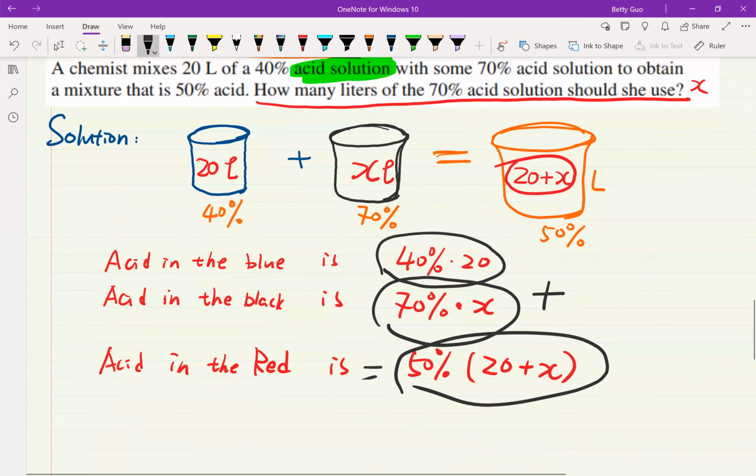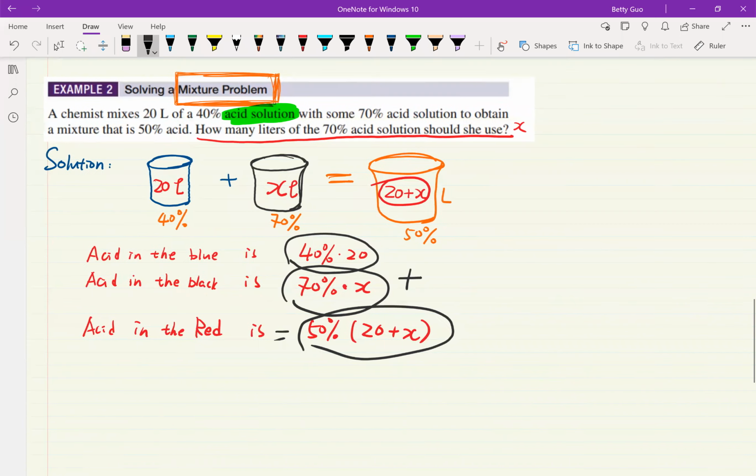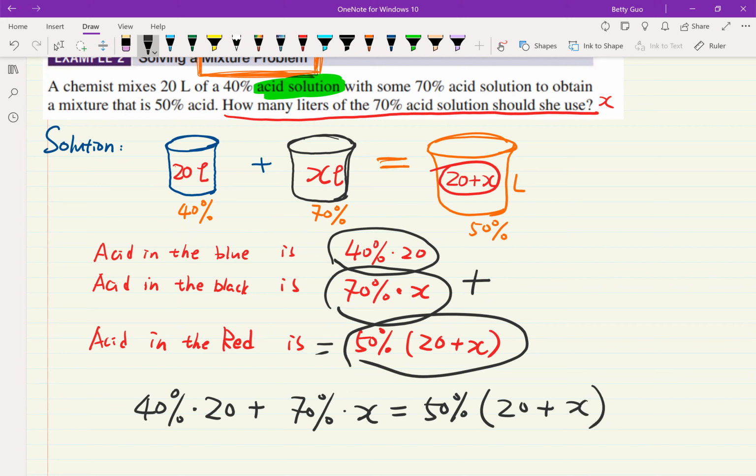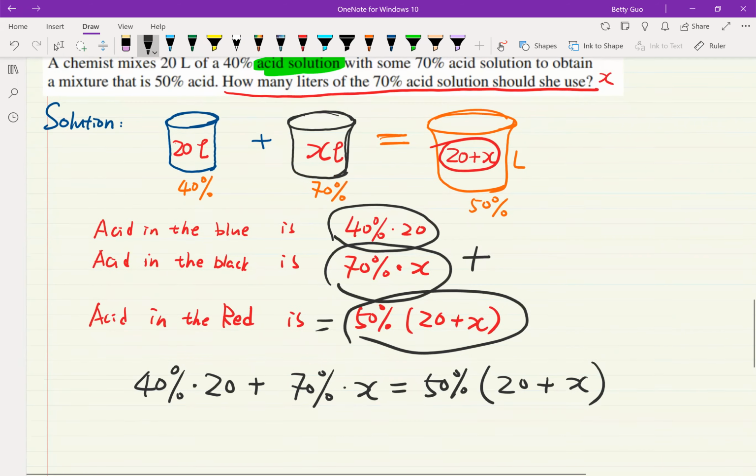That's the equation in order to solve for X. So we have 40% times 20 plus 70% times X equals 50% times parentheses 20 plus X. That's the equation. Well, we have 2 minutes to solve the equation. Might be challenging. Let's see how we do that.